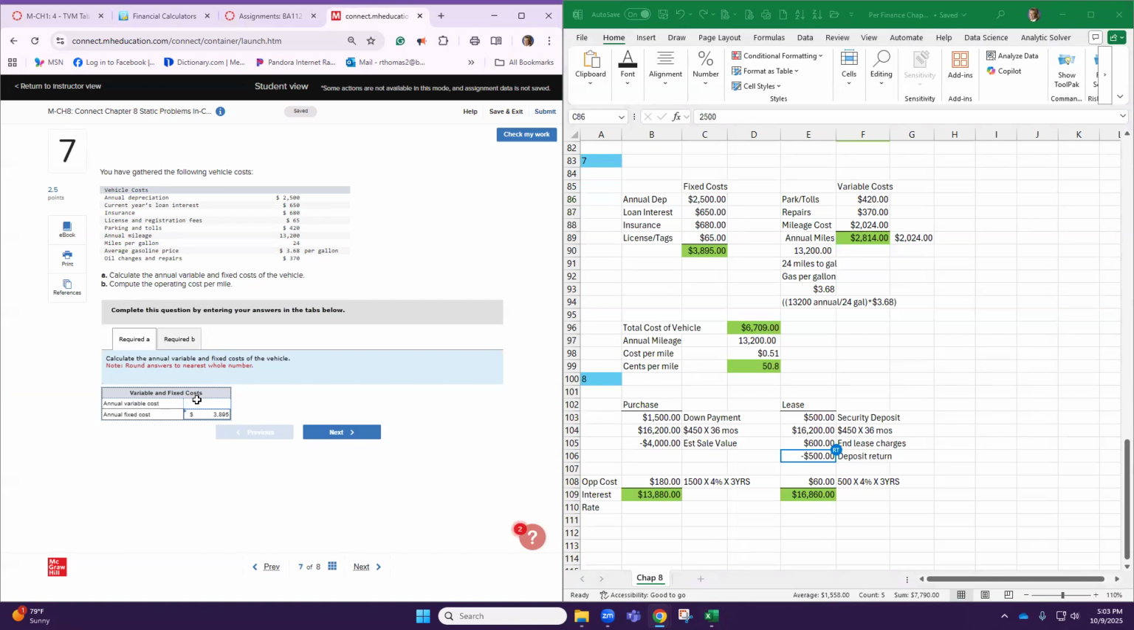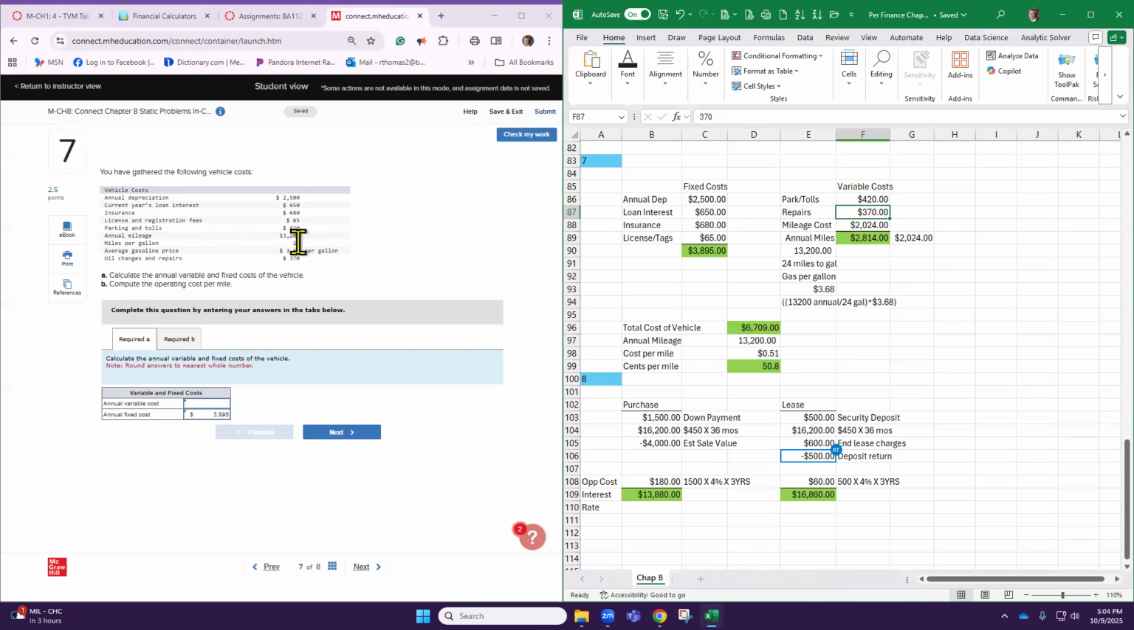Now we're going to look at the variable. Variable means that it varies based on circumstances, right? So the more you drive a car, the more miles it travels, probably the more parking and tolls you're going to have. So we got $420 of parking and tolls. Let's jump down here to the repairs next, and then we'll take care of the mileage. So the repairs, a year, maintenance and repairs, $370 for that.